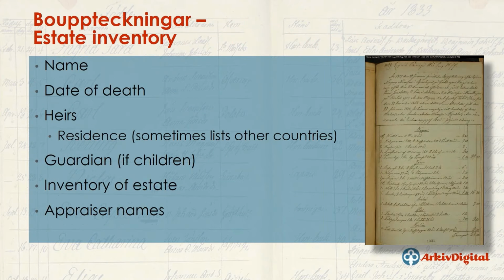The estate inventories. These are almost like a will book or a probate because they would provide the name, the date of the death, it would list the heirs, and sometimes the residents you'll find would be, again, in another country. I have seen them listing their heirs are living in America. And it will give you an inventory of the estate and the names of the appraisers.